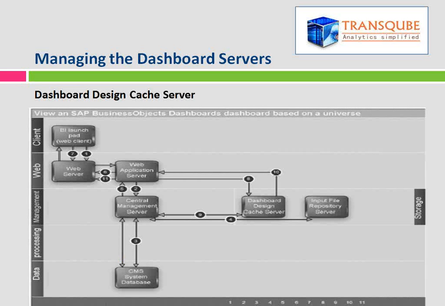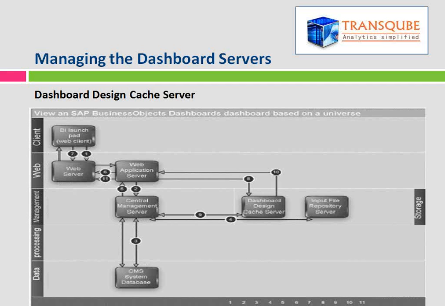The whole idea, guys: BI Launchpad. From here, a request is sent to the web application server. The CMS identifies it and sends it back. Correspondingly, let's look for the dashboard design cache server for availability of a report. If one exists, it runs the request to the web application server to present the data. If it does not exist, it communicates back to the dashboard processing server.